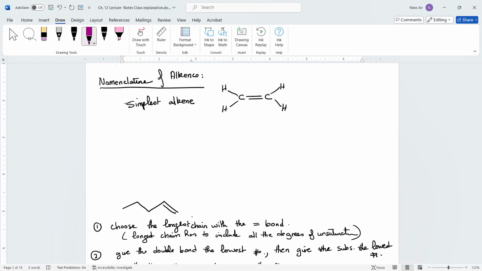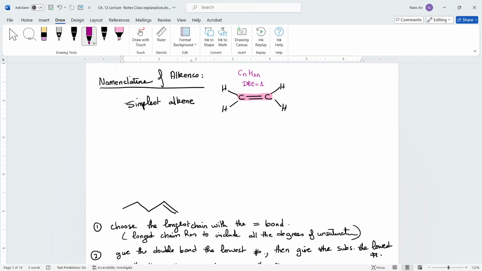So the simplest type of alkene is an alkene which is made up of 2 carbons. And the formula for the alkene, as we already explained, is CnH2n. So here the formula for this one is C2H4. And the DBE for this simple alkene is equal to 1. Why is it equal to 1? Because there is one double bond in there.